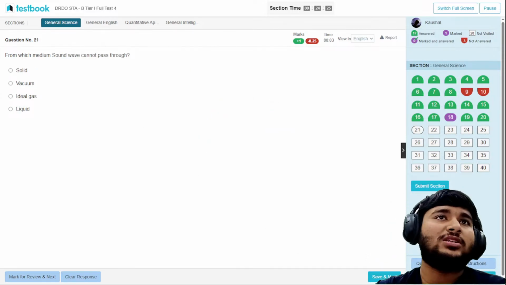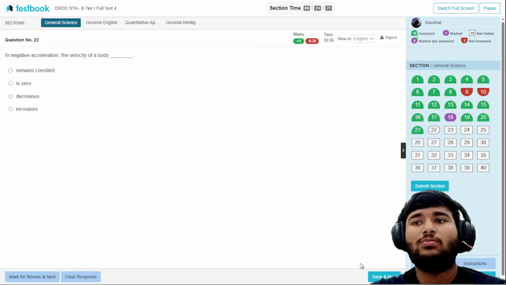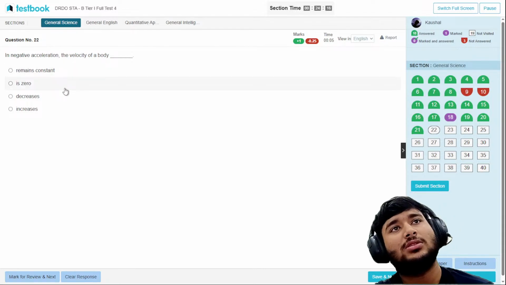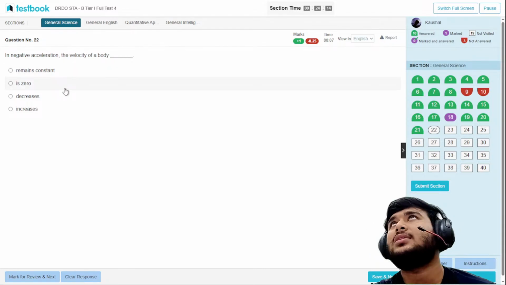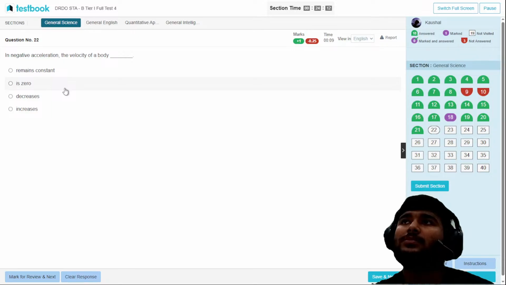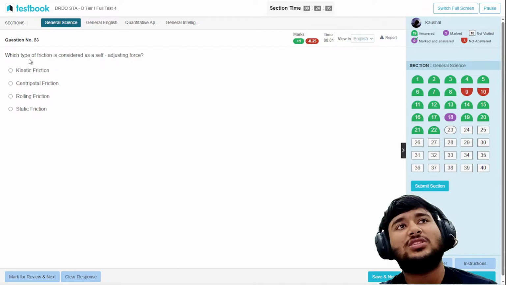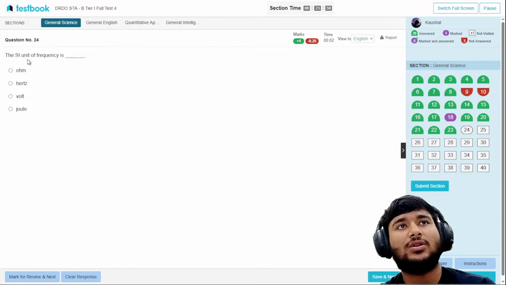From which medium sound waves cannot pass through? Vacuum. The negative acceleration of the velocity of a body is negative acceleration. It's called retardation. Decrease हो रही है. Which type of friction is considered as a self-adjusting force? The SI unit of frequency is frequency, 1 upon time, hertz.